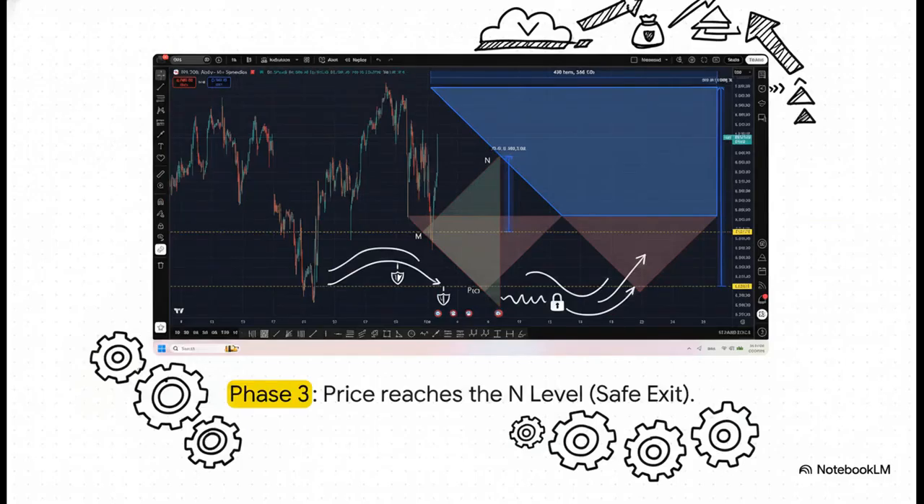Then we see the price move up and reach what the system calls the N level. Getting to this point is a key event. It triggers a partial release of the position, and at the same time, it allows for the accumulation of a safety buffer, which acts as a sort of cushion for the structure.